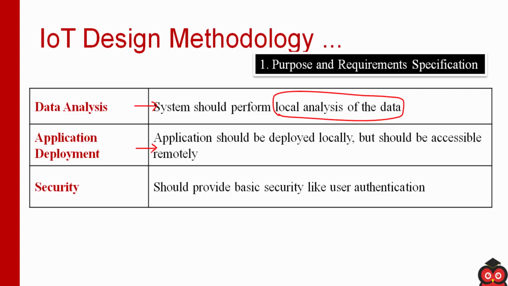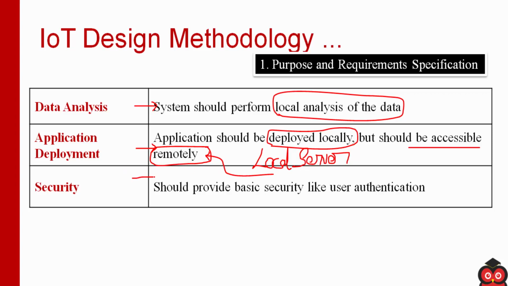And application deployment requirements. The application should be deployed locally, but it should be accessible remotely. So all the data of the application will be stored inside the house, maybe in some local server or some local device. So the server will be located inside the house only. This server will be accessed through the internet. That is the remote accessing feature.